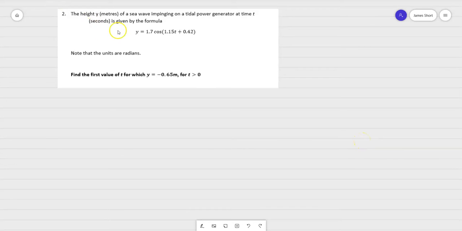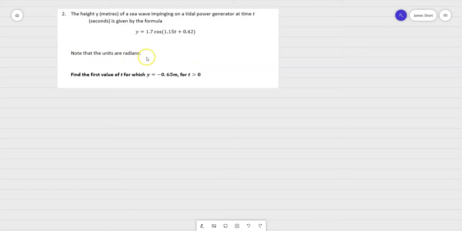Okay, so question 2. The height y in meters of a sea wave impinging on a tidal power generator at time t seconds is given by the formula y is equal to 1.7 cos of 1.15 t plus 0.42. The units are in radians.